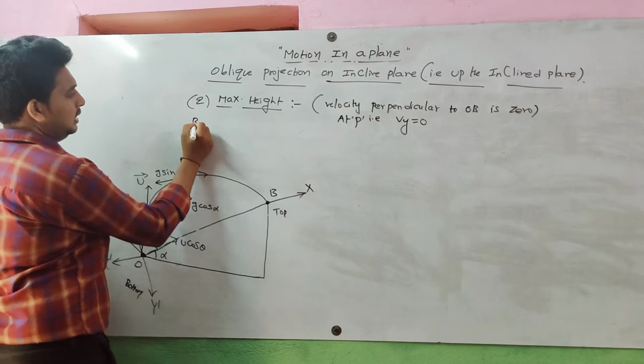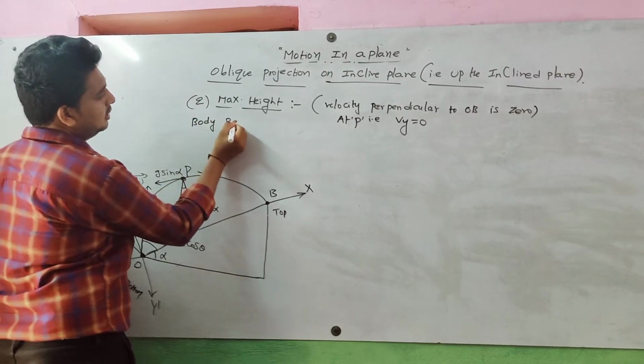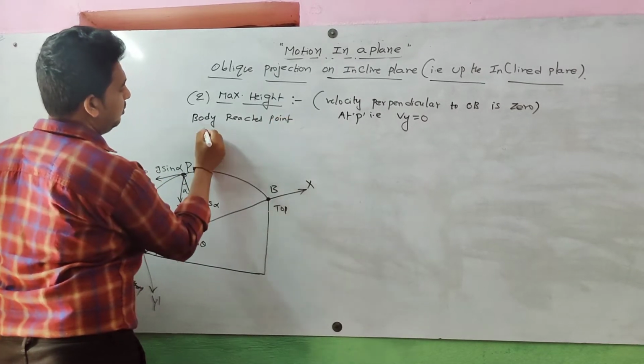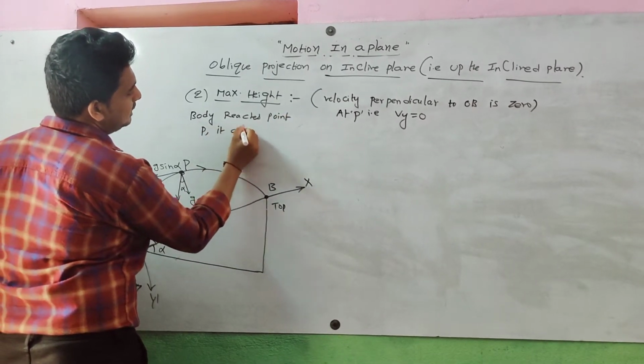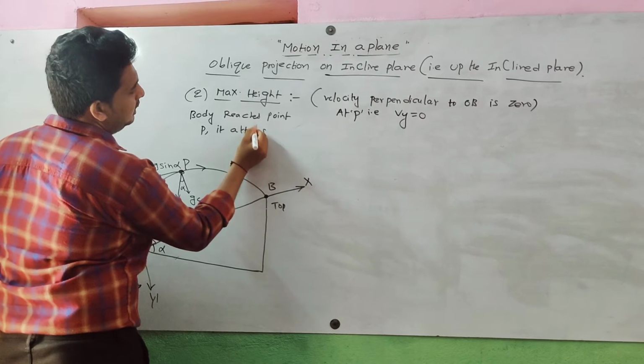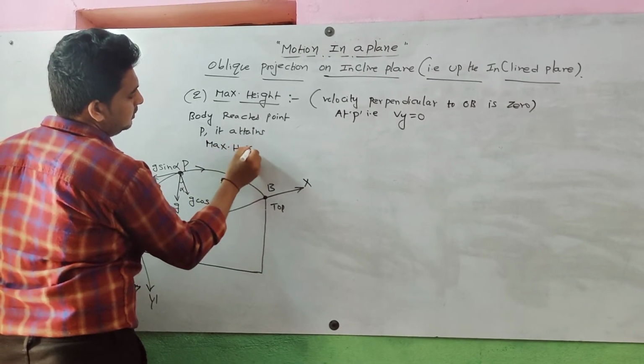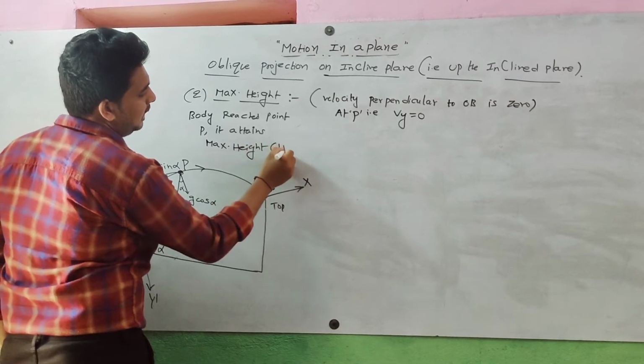Here P is the maximum height. The body reaches point P and attains maximum height h.